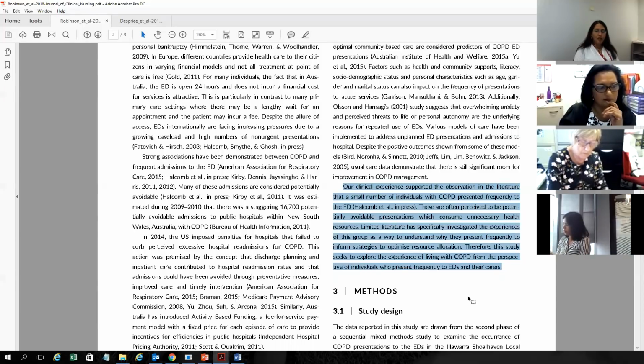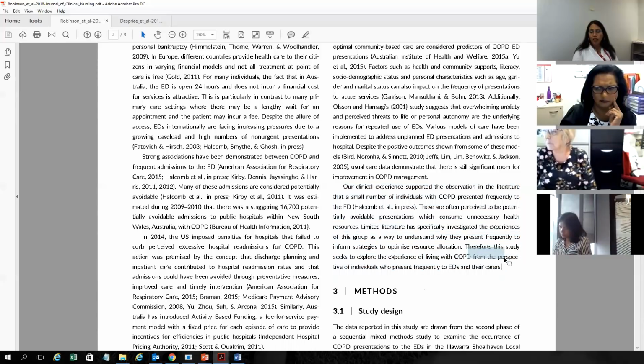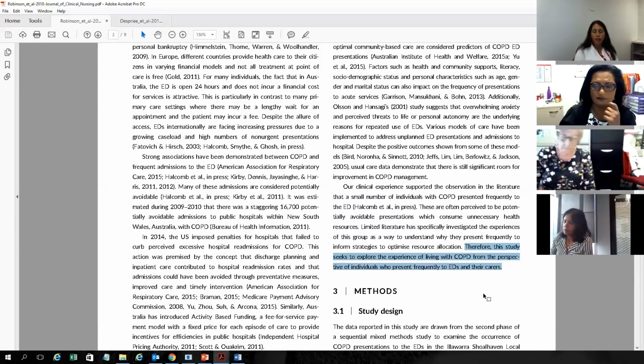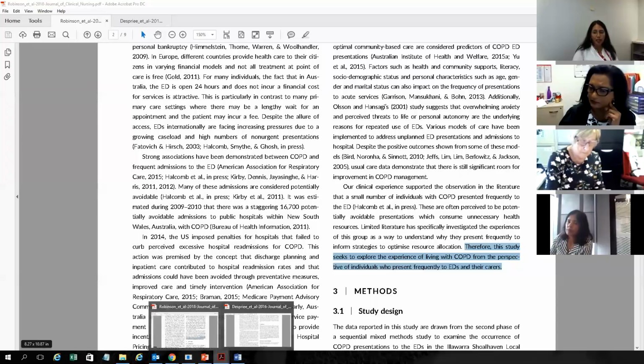Can you type in the first word of the aim in the chat box? If you identify the aim, type in just the first word. This study seeks to explore, well done. So this study seeks to explore the experiences of living with COPD from the perspective of individuals who present frequently to EDs and their carers. So that's the qualitative article.